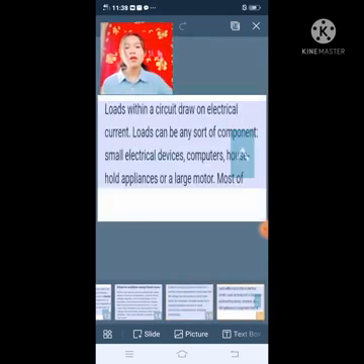So, loads within a circuit draw on electric current. Loads can be any sort of component such as small electrical devices, computers, household appliances, or a large motor.